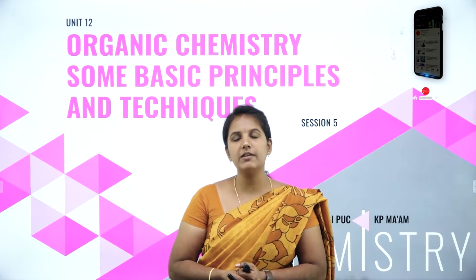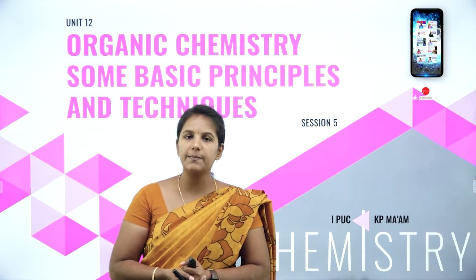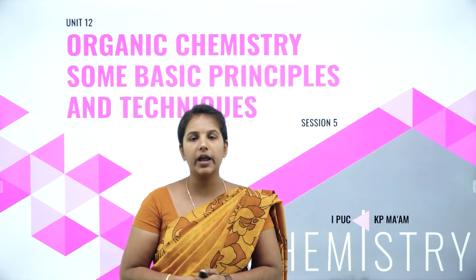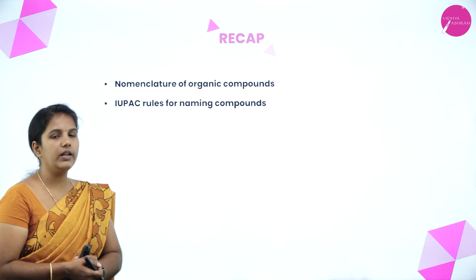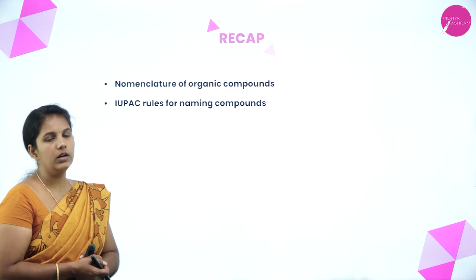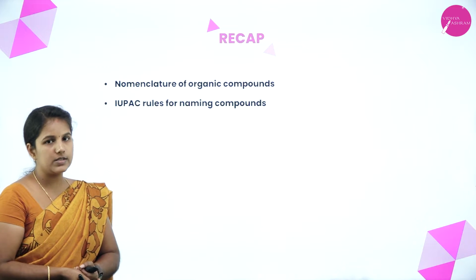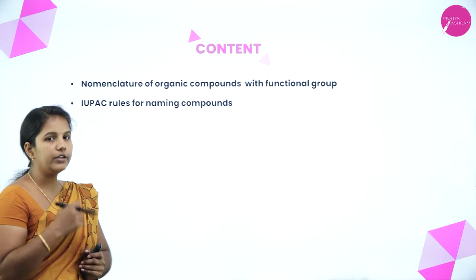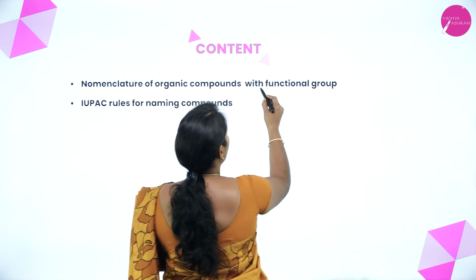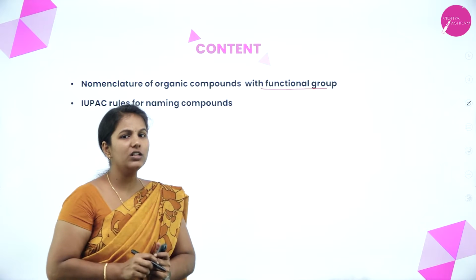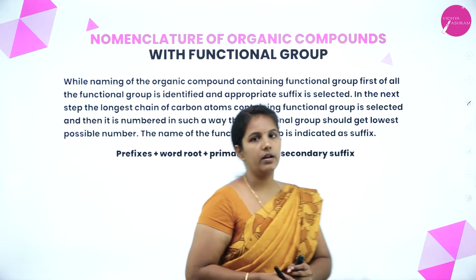My dear students, in our last discussion, we were dealing with the unit called Organic Chemistry, some basic principles and techniques. In that unit, we have understood how we nomenclate the organic compound, and also we have studied some of the rules which have been given by the IUPAC system. Today also we are going to understand the nomenclature of organic compounds which contain functional groups and what are the rules given by the IUPAC system. Let us understand today.